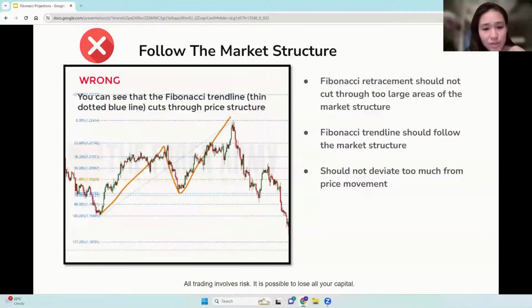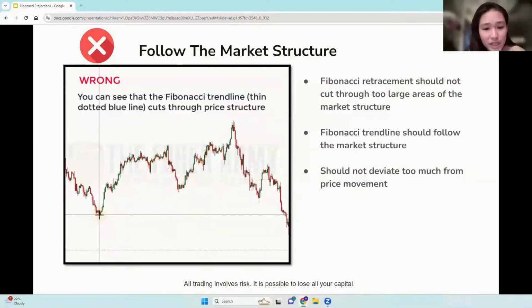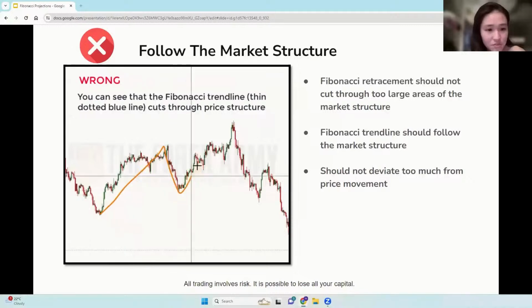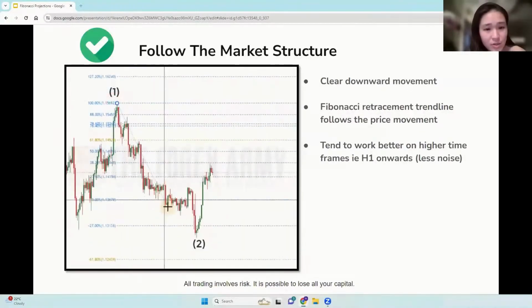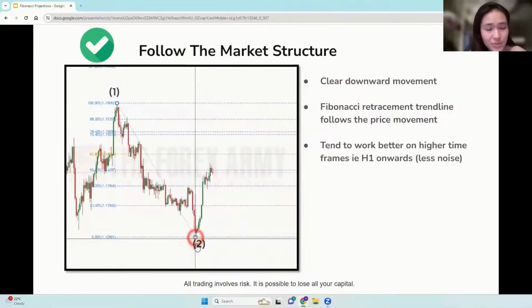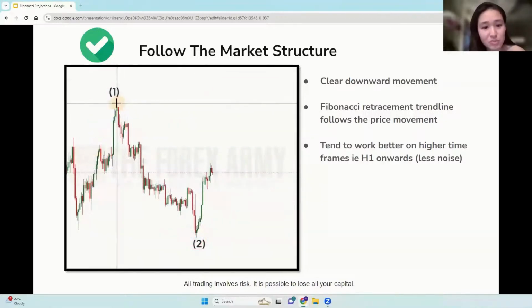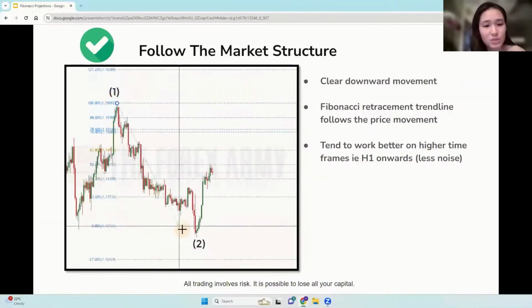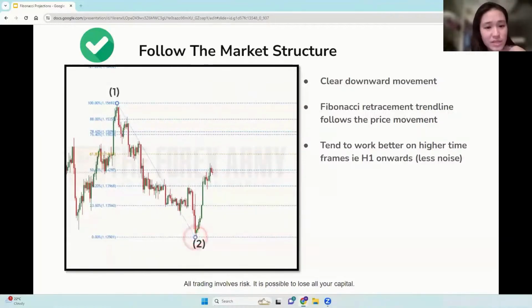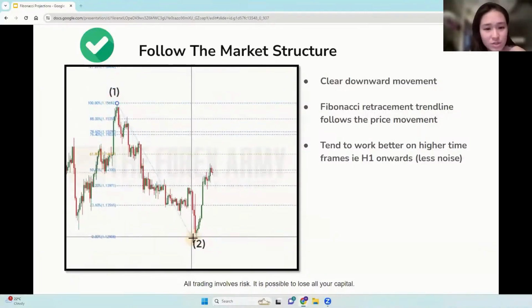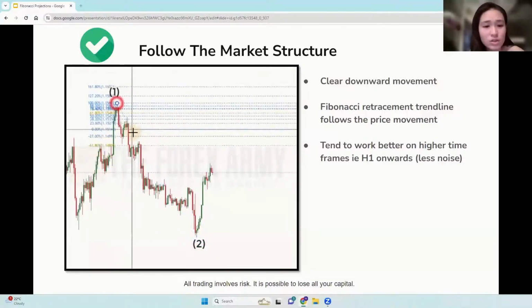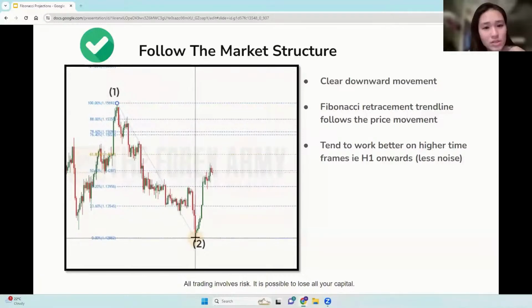So when drawing your trend line, you want to follow price movement and not deviate from it too much. So something like this, you want to pick market structures with clear upward or downward movement and something that follows price movement. This works better on higher time frames, as there tends to be less noise. So higher time frames could be 1 hour, 4 hours, 1 day, 1 week as well.